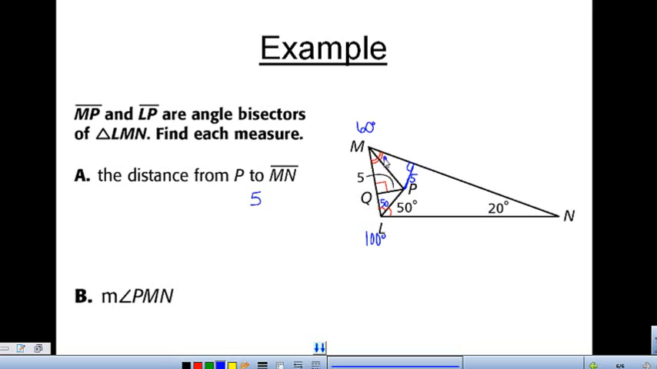But they're only wanting this angle right over here on the top. And if we remember, they told us segment MP is an angle bisector. Bisect means to cut in half. So since this angle measures 60 degrees, that means each of these angles has to measure 30 degrees. So the measure of angle PMN is 30 degrees.